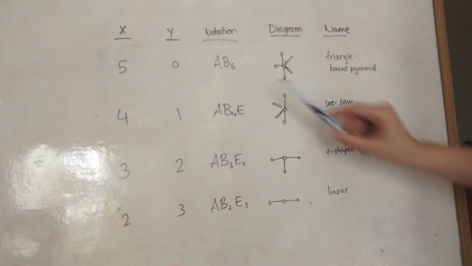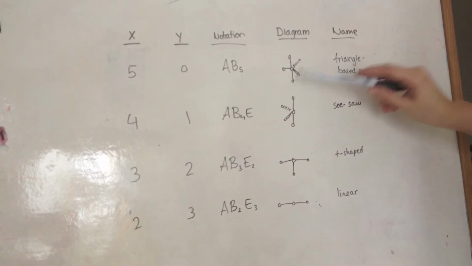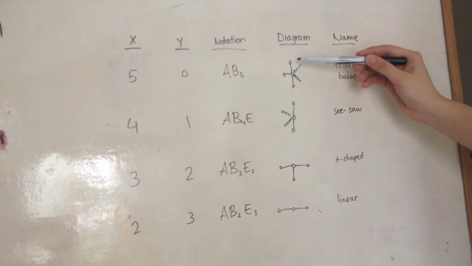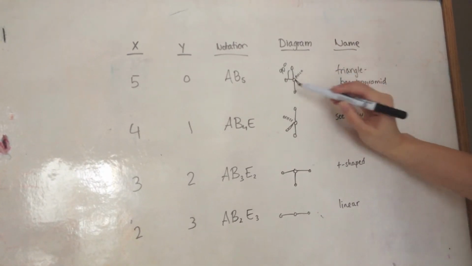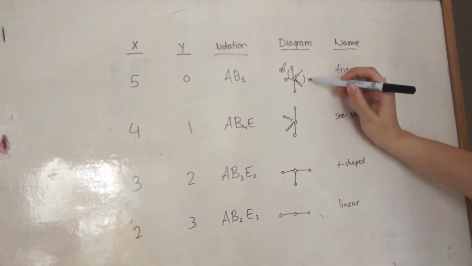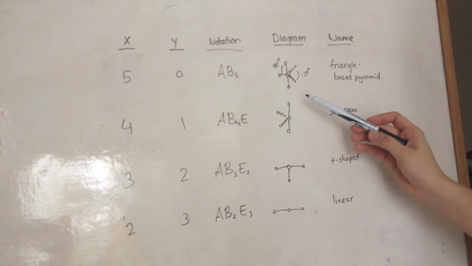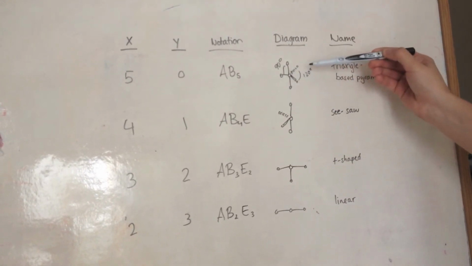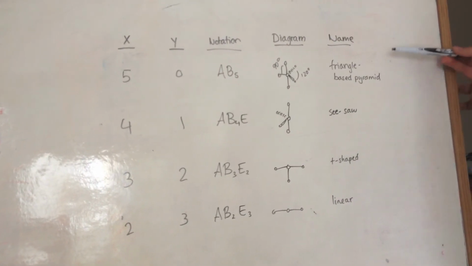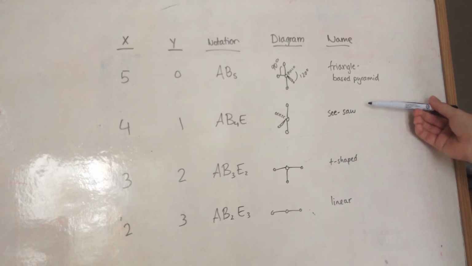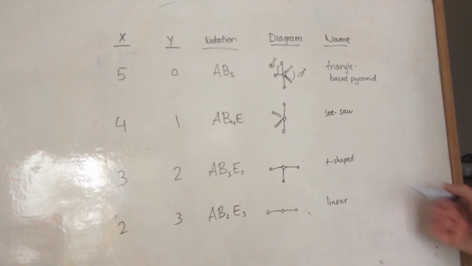The fourth family is AB5. The diagram for this is a triangle-based bipyramid. The only thing tricky about this family group is that the vertical angles are 90 degrees, whereas the horizontal angles are 120 degrees. So you must remember when removing bonding pairs and adding lone pairs, you must remove from the horizontal before you remove from the vertical. So the first one is called a triangle-based bipyramid. When you remove one bonding pair, it becomes a seesaw. Remove 2 becomes T-shaped, and when you remove 3, it becomes linear.